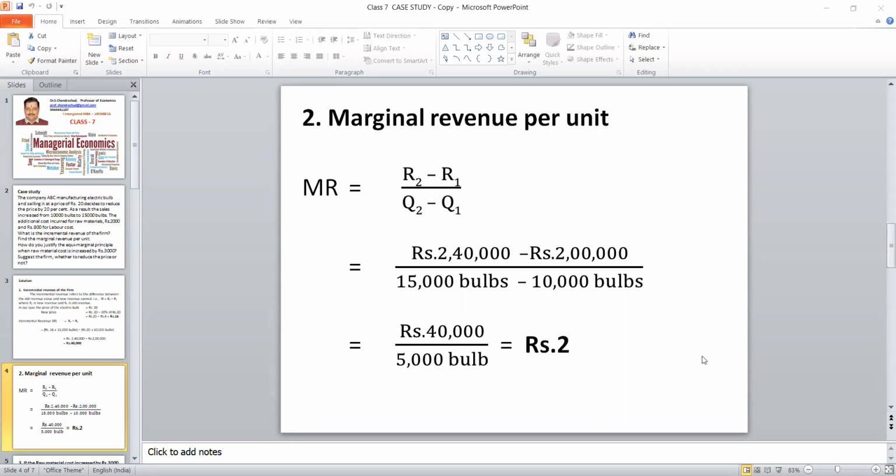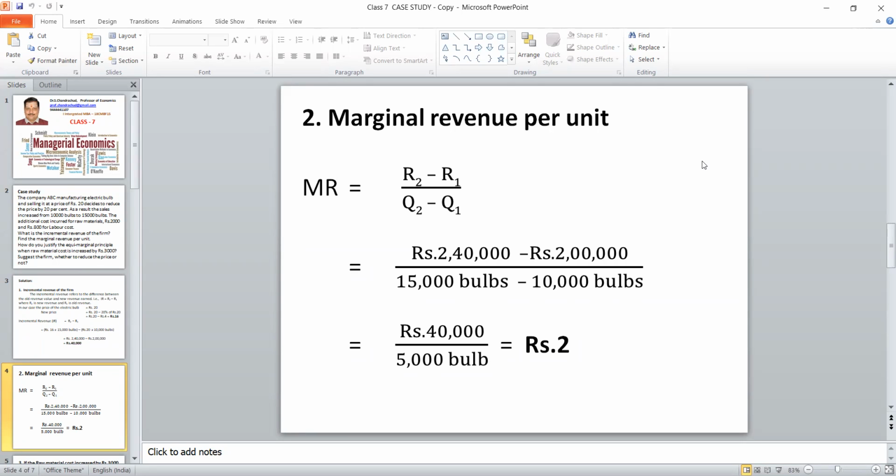Actually, now we are going to the second part. What is the marginal revenue? See, marginal revenue is the price by quantity: the difference between the revenue and the difference between the quantity. Here R2 is, as we know, the total revenue because of the new price, 2,40,000. Already we calculated. Similarly, R2 is 2 lakhs, because 20 rupees into 10,000 bulbs equals 2 lakhs.